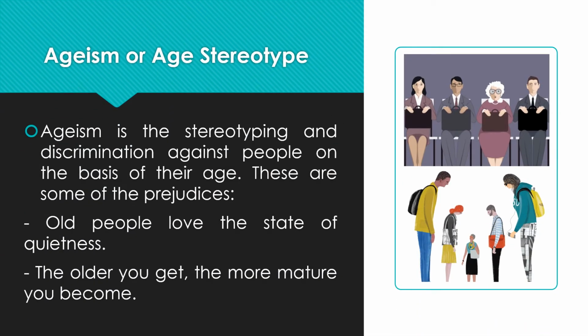Ageism or age stereotype. Ageism is the stereotyping and discrimination against people on the basis of their age. These are some of the prejudices. Old people love the state of quietness. The older you get, the more mature you become. Take note that in real-life experiences, there are also young people who love to enjoy the state of quietness.